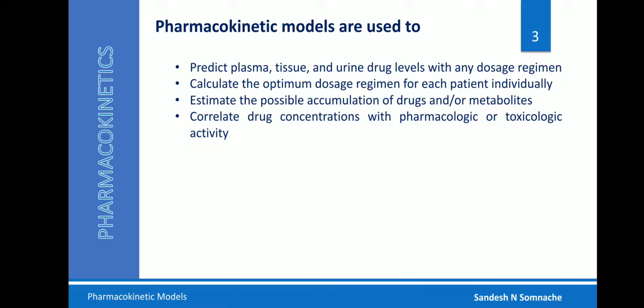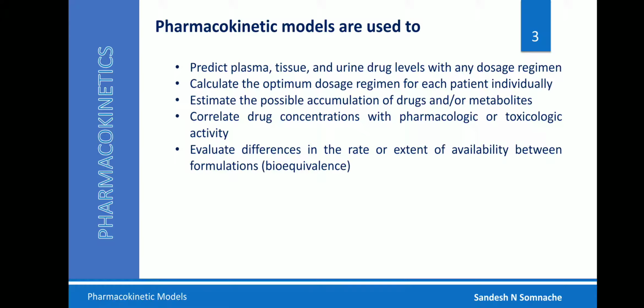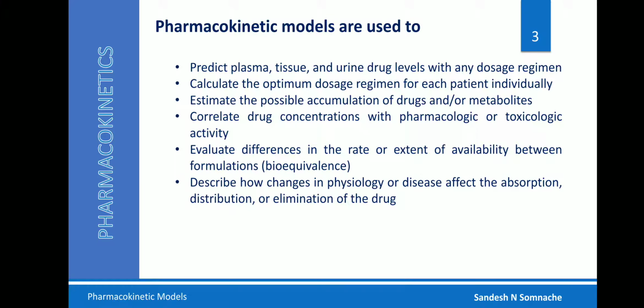Pharmacokinetics helps to correlate drug concentration with the pharmacologic and toxicological activities of that drug. It also helps to evaluate differences in the rate or extent of availability between formulations, that is, we can determine the bioequivalence between two formulations. Then pharmacokinetics describes how changes in physiology, disease or pathological conditions affect the processes of ADME of a drug, and it also explains drug interactions.